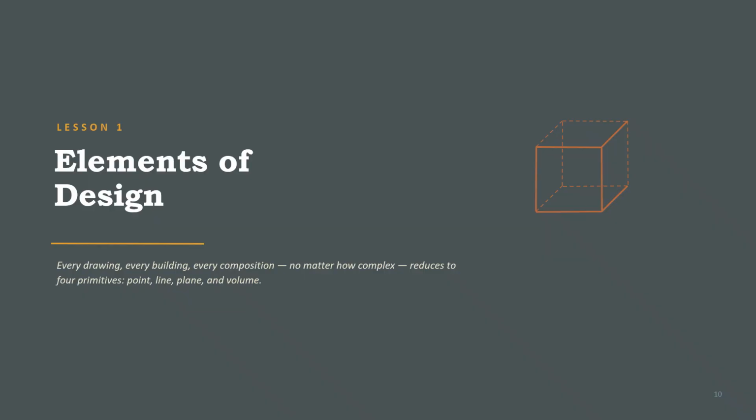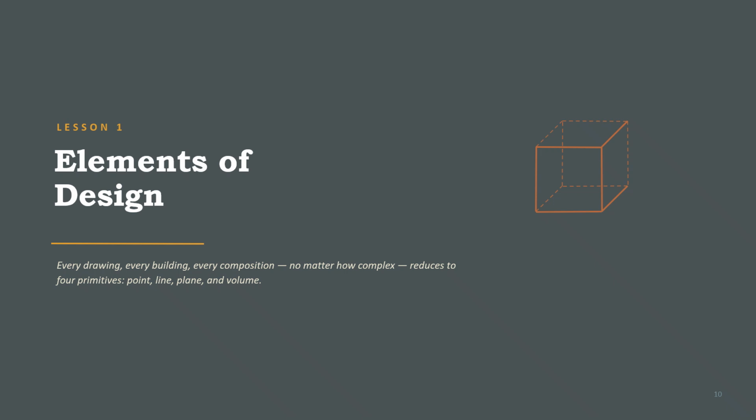Lesson 1. Before we talk about beauty, balance, or style, we need to agree on a vocabulary. Everything you will ever draw or build is made of exactly 4 things: a point, a line, a plane, and a volume. In this lesson, we'll look at each one individually, then watch them build on each other in sequence. So now we are at lesson 1, elements of design.